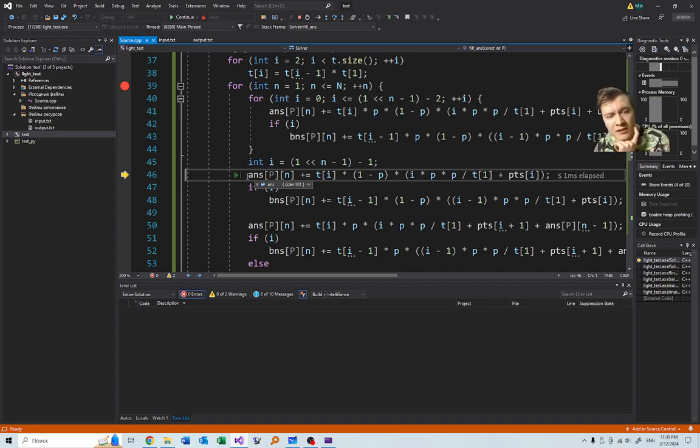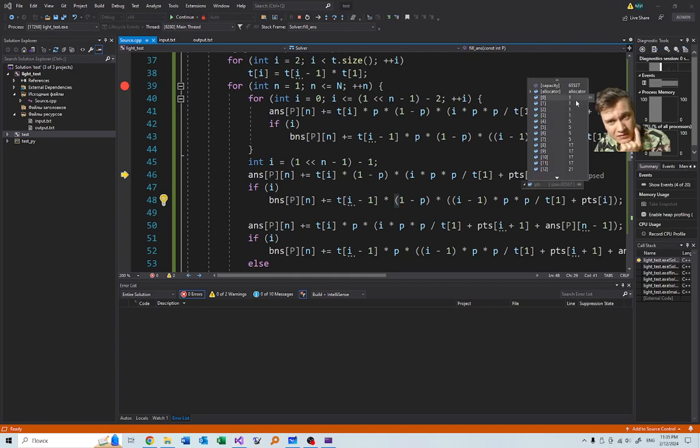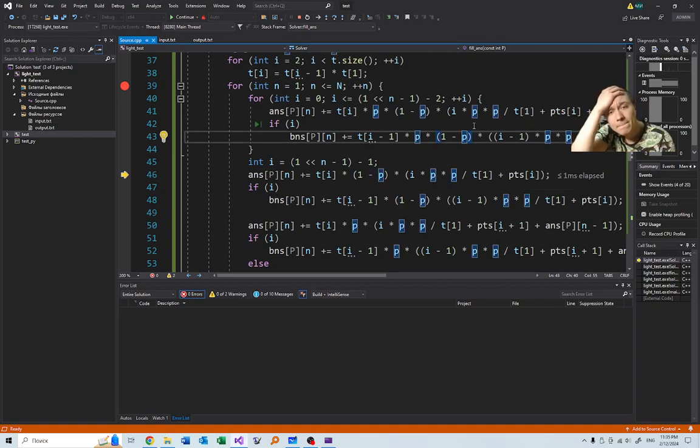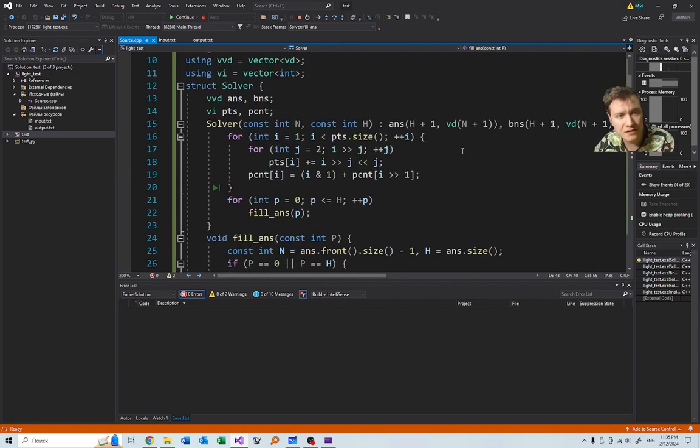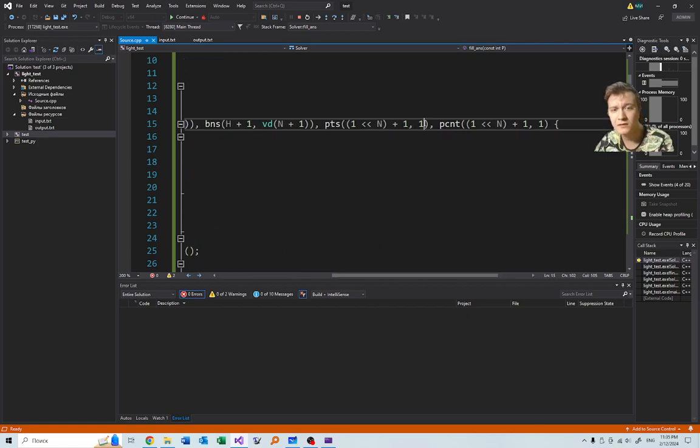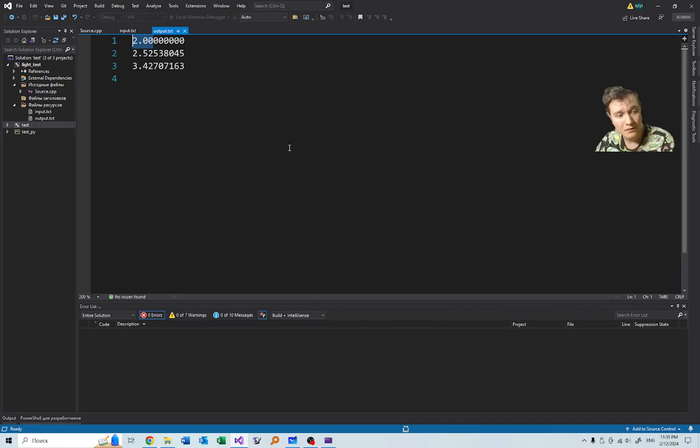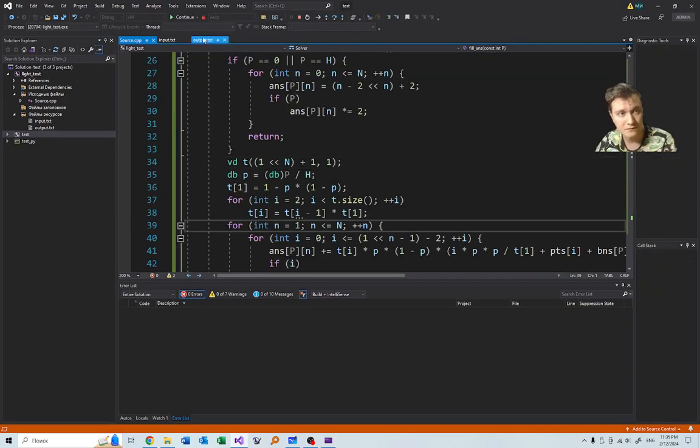So here we got a 1. What is the probability of getting a 1? So I equals 0, so PTS should be PTS is 1. Why I is 1? I is 0. No, PTS 0 should be 0. PTS 0 should be 0. What? Okay, fixed.